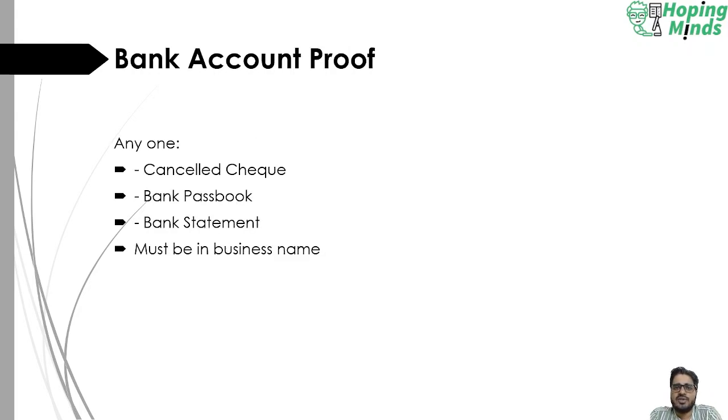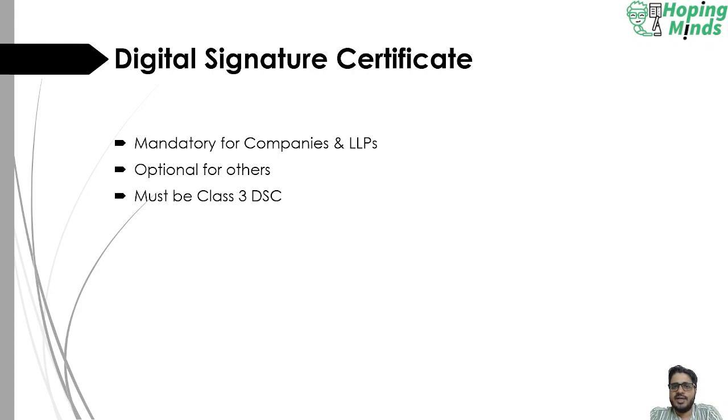Bank account proofs. While updating the bank account details in the GST portal, we need cancelled check or a bank passbook or bank statement in the name of business. Then comes the digital signature certificate. It is mandatory in case of companies and limited liability partnerships, whereas it is optional for any other taxpayers. It must be a class 3 digital signature certificate.